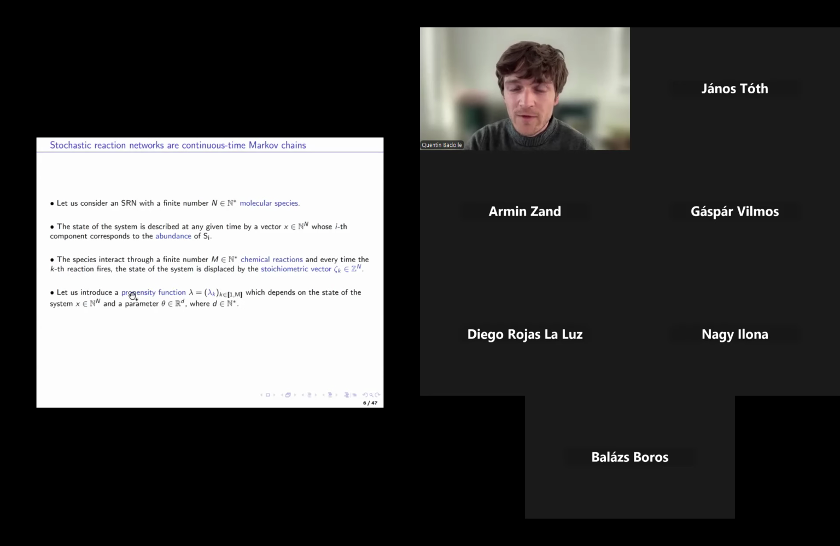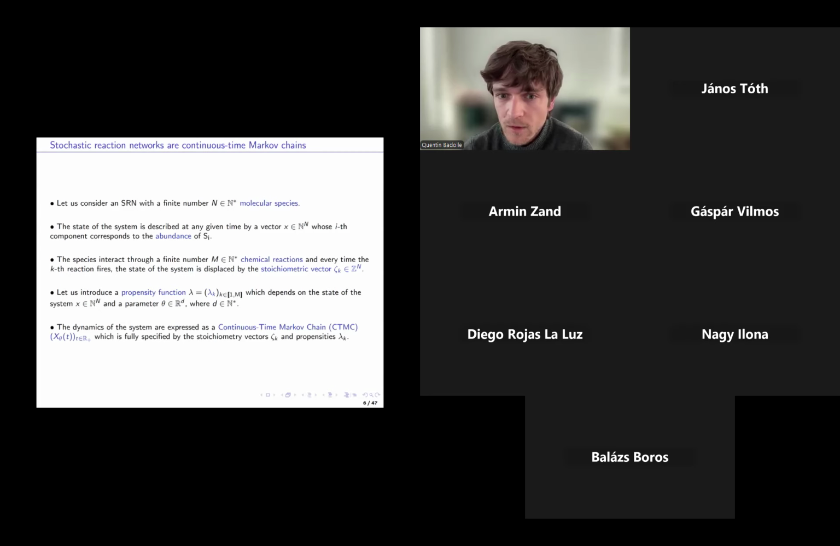We also introduce a propensity function whose components are labeled lambda k. And these propensity functions depend on two things: the state of the system, x, and a parameter vector, theta, which has d components. And with these ingredients, namely the stoichiometry vectors zeta k and the propensities lambda k, we can express the continuous-time Markov chain X theta of t.